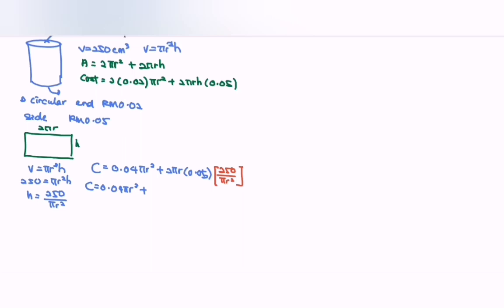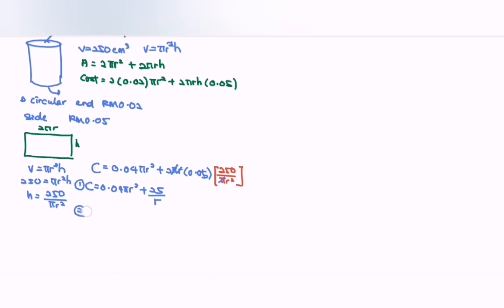In here, the h, where we have 250 over pi r squared. So rewrite the situation. C is equals to 0.04 pi r squared plus. Now we have to multiply 2 with the 0.05, then we have 0.1. Multiply with 250, so we have 25. Then the pi we can simplify, and the r we also can simplify. So we have 25 over r. That is the formula for C, which is the cost. The question mentions minimum cost, so what we have to do is to find the minimum cost. Number 1, actually we already have the equation.